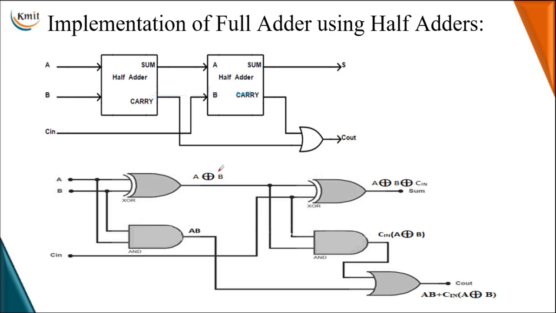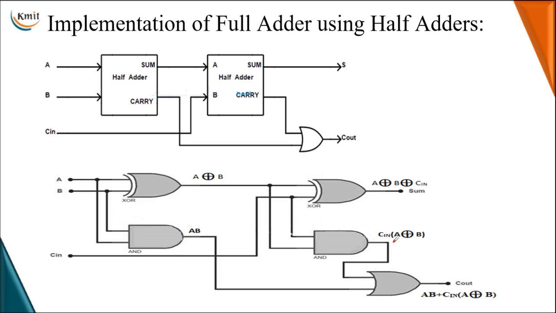So it generates the summation output A exclusive-OR B, with a carry output of AB using an AND gate. Next, in order to obtain the summation of your full adder, we transfer the first half adder output as the first input, and the second input is transferred from the third input of your full adder. Now the second half adder generates the summation output of the full adder, and it also gives you the carry output, which is Cin into A exclusive-OR B.